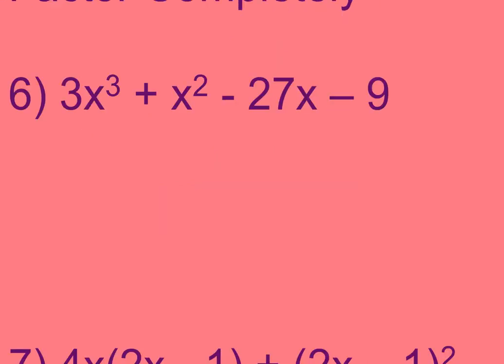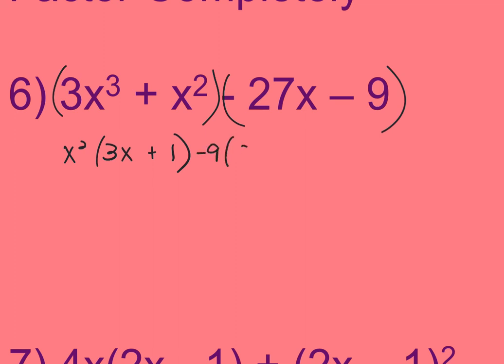All right, so 6. What do we, first of all, check for? Greatest common factor. Is there anything that can come out of all 4? No. So then I do what? Factor by grouping. What can I take out of both 3x to the third and x squared? X squared comes out. And I get 3x plus 1. What can I take out of negative 27x and negative 9? Negative 9. And I'd get 3x plus 1.